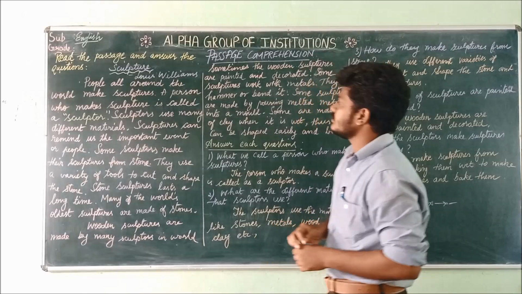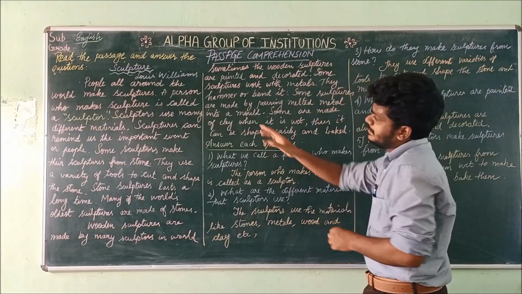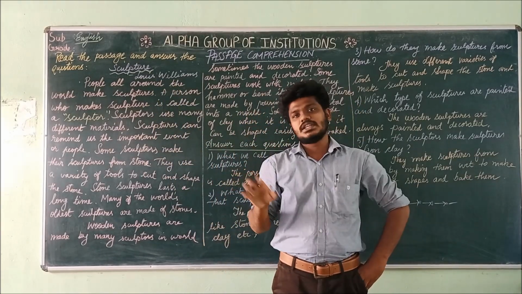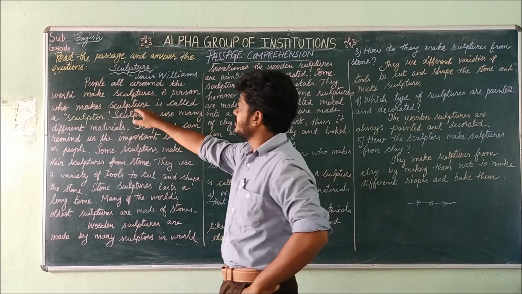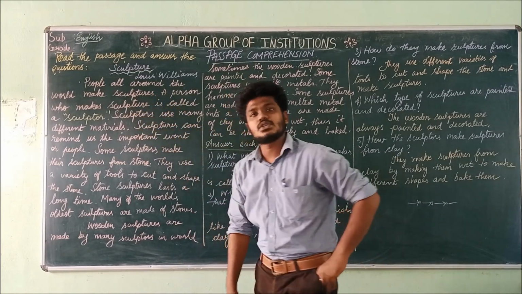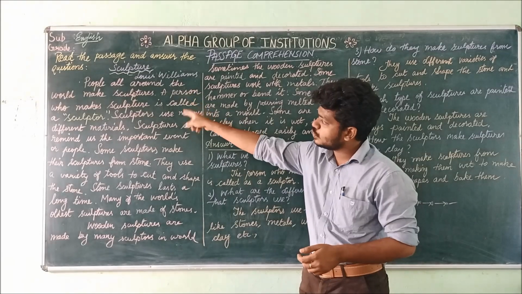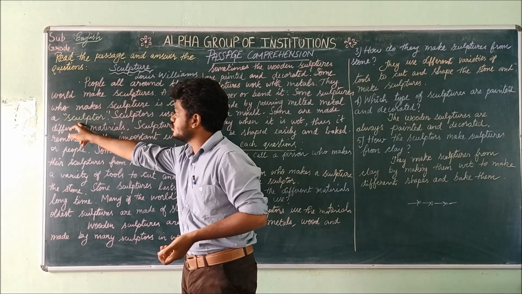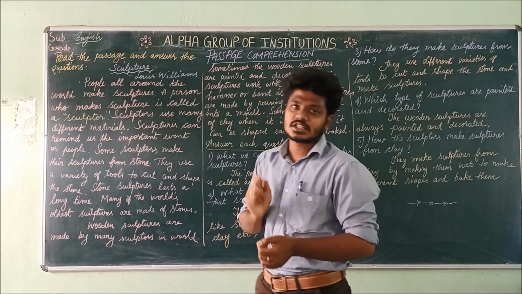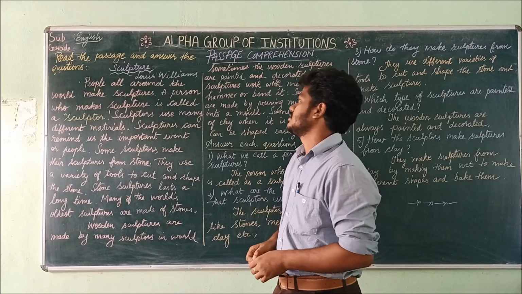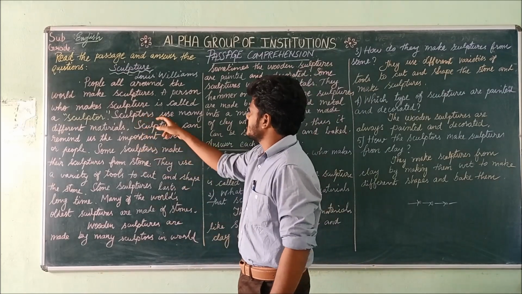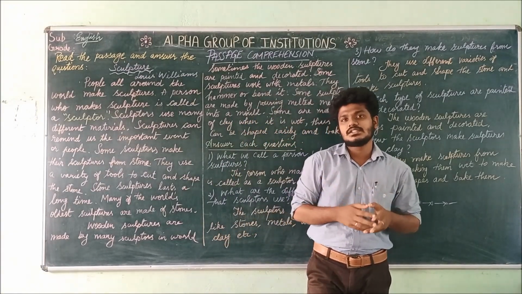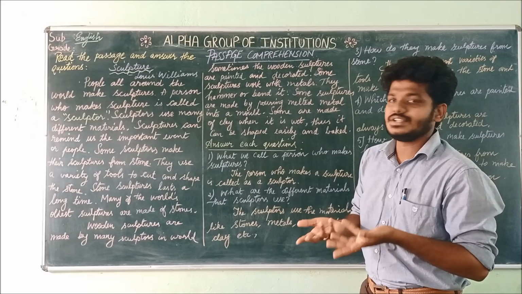What they are telling is that people around the world make sculptures. People all over the world are making sculptures. A person who makes sculpture is called a sculptor. So who is a sculptor? The person who makes sculpture is called a sculptor. S-C-U-L-P-T-O-R. Sculptors use many different materials, not only stone, they use many different materials.